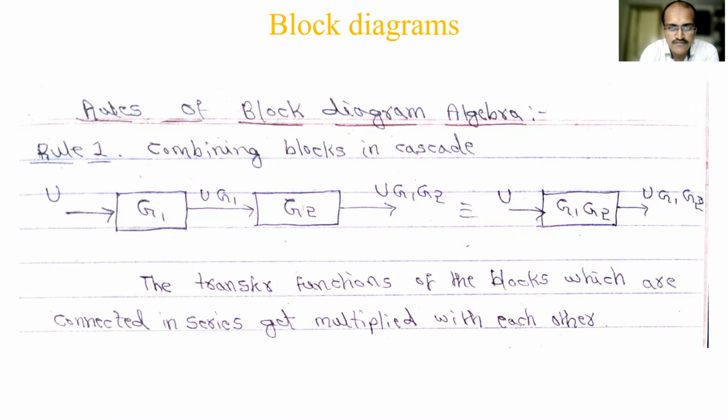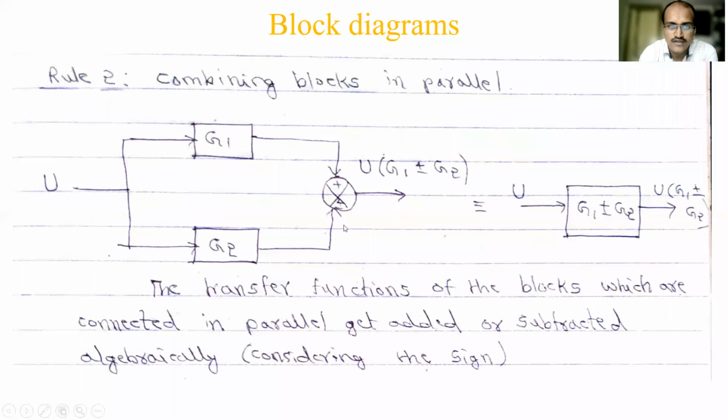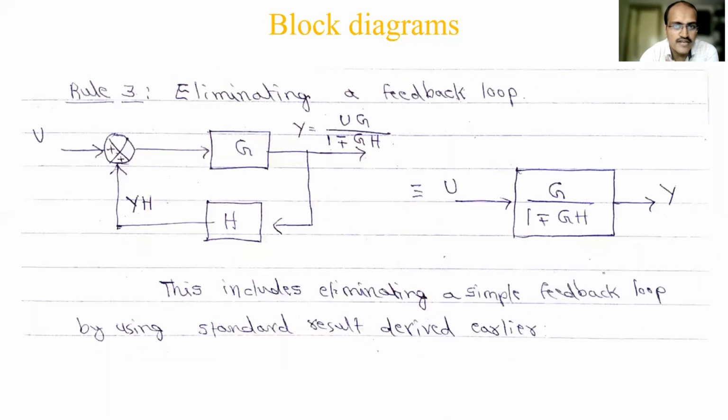The first three rules we have seen. Just to quickly recall, the first rule is about combining blocks in cascade. If blocks are in cascade, we multiply the individual transfer functions. Similarly, the second rule was combining blocks in parallel. If two blocks are in parallel, we just add their transfer functions. And the third one is eliminating a feedback loop.